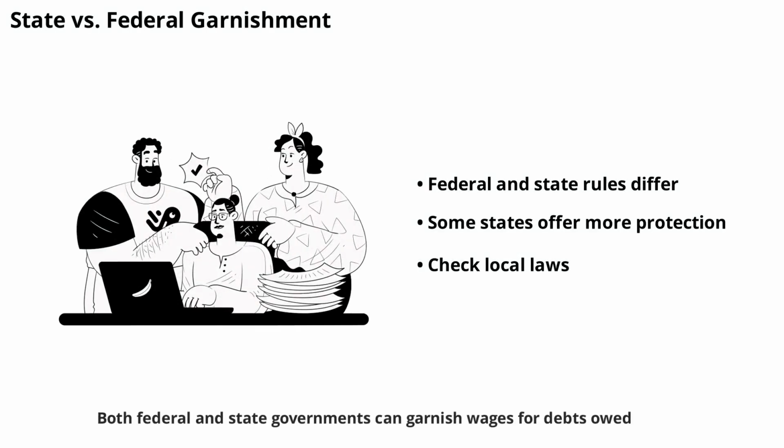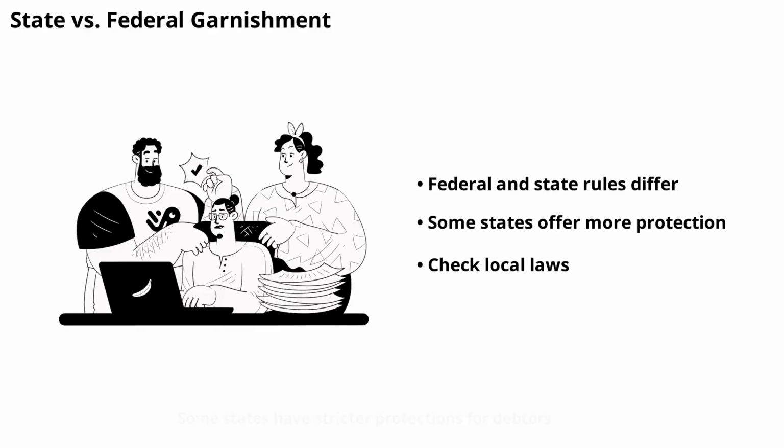Both federal and state governments can garnish wages for debts owed. However, the rules and limits may differ depending on the agency and the type of debt. Some states have stricter protections for debtors, while others follow federal guidelines. Always check your state's laws and consult with a local expert if you're unsure about your rights or obligations.